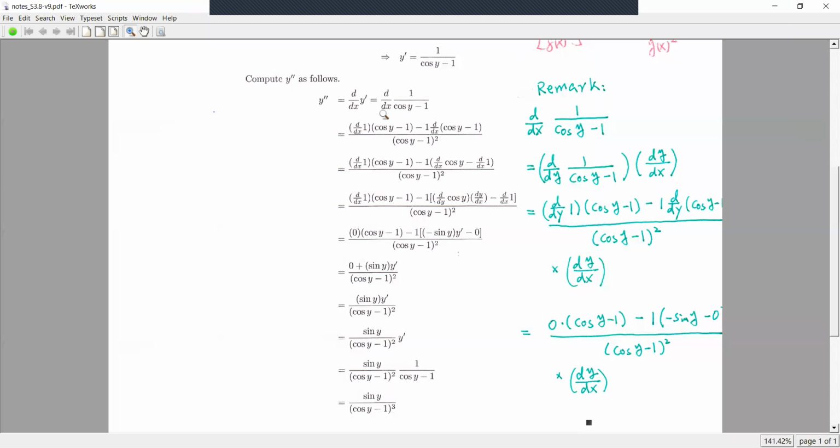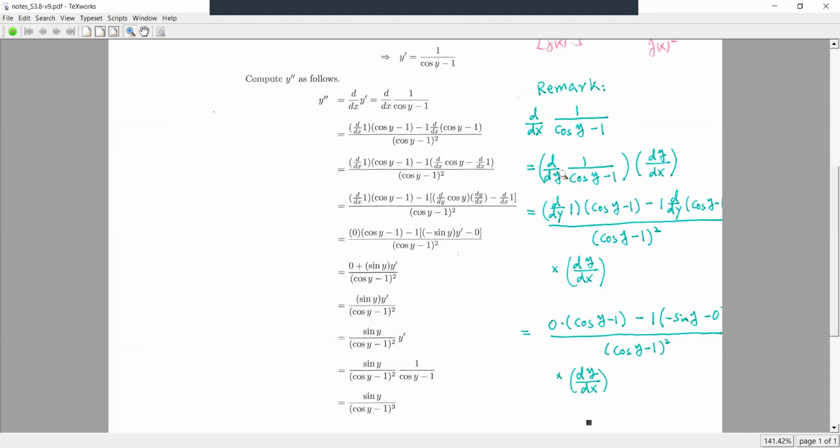About the computation of this derivative, I have a remark. When I compute this derivative, I apply the quotient rule to get this equation. When I compute this derivative, I apply the chain rule to get this equation. So in this computation, I use the quotient rule first, then the chain rule. Here is a second computation of this derivative. In this second computation, I use the chain rule first, then the quotient rule.